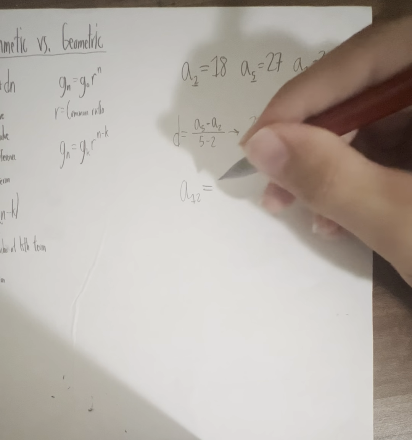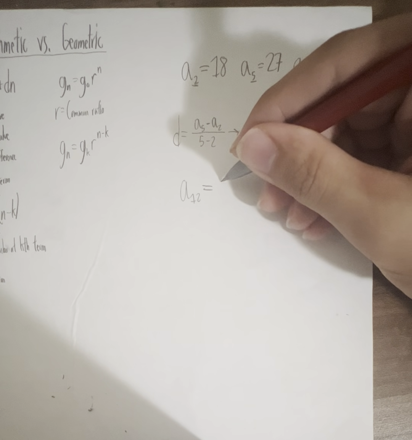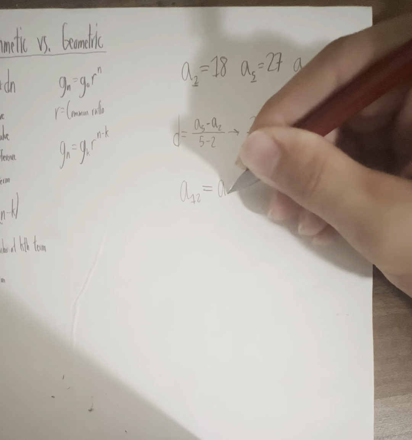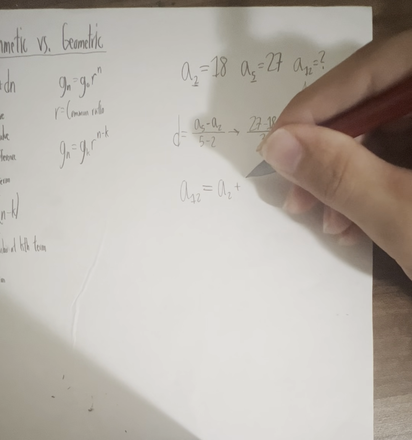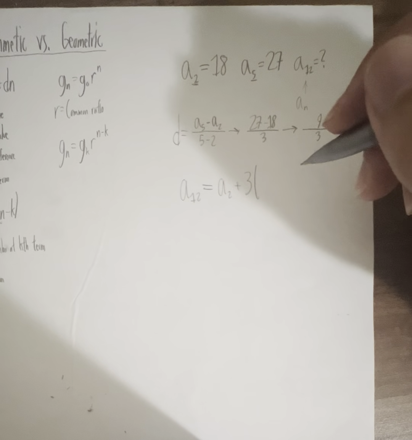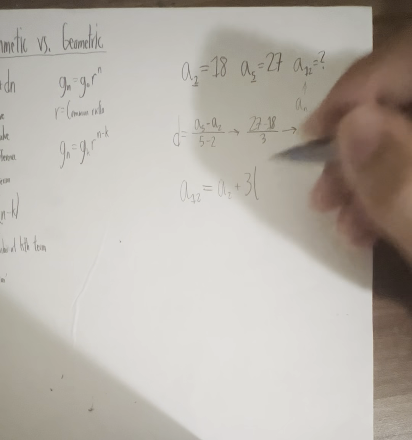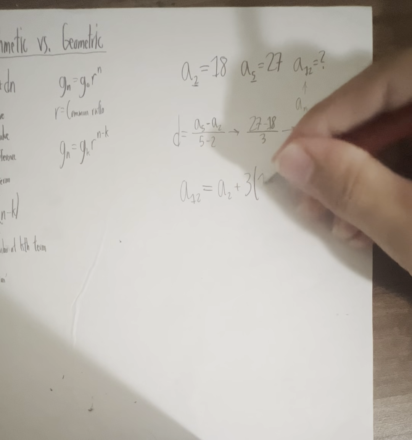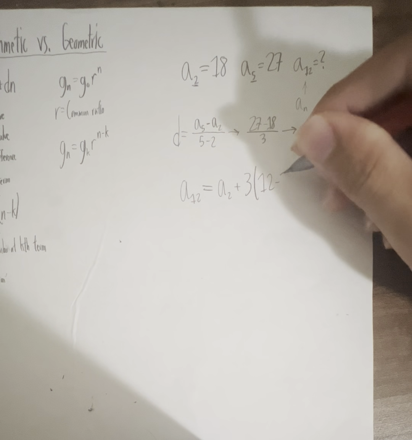Then we have to set this up. So for me, I'm gonna do a of 2 plus 3 times n minus k. n is 12, k is 2. So that's gonna be 12 minus 2.